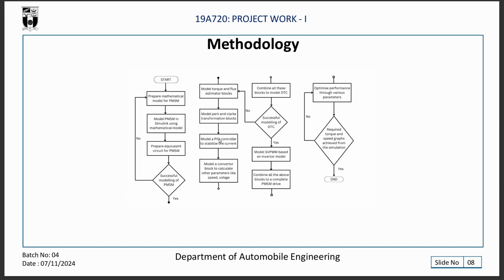And we have also designed the PID controller to stabilize the current, and we have made an iterative process to find out the Kp, Kd and Ki values. We also modeled a converter block to calculate other parameters like speed and voltage. Estimating these parameters is very important. Then, combining all these blocks, we modeled the DTC. Finally, we iterated this process n number of times to reduce the torque ripple as much as possible and obtain desirable results.